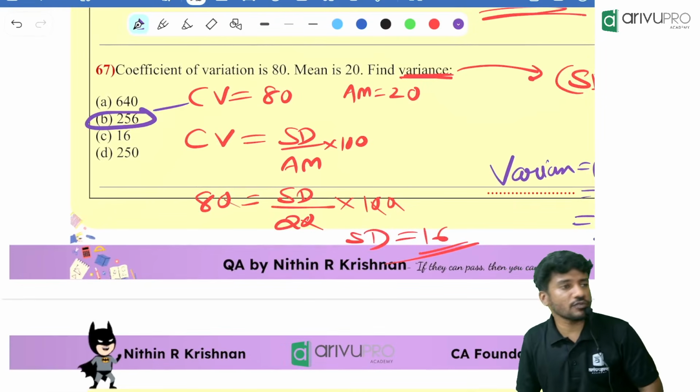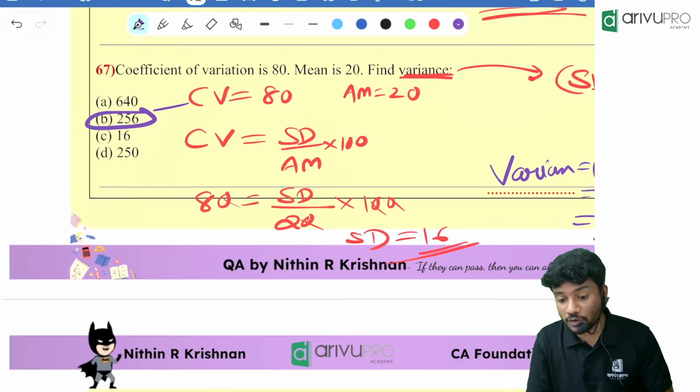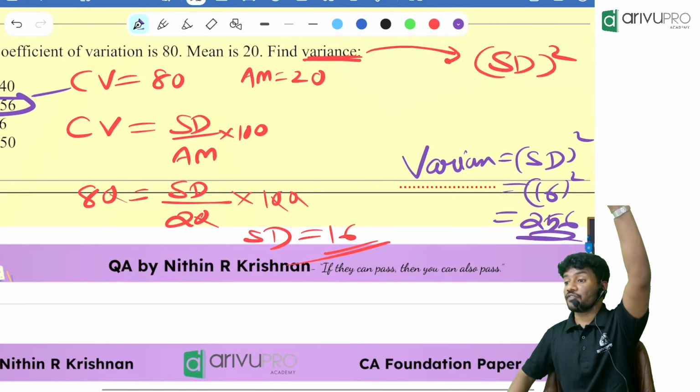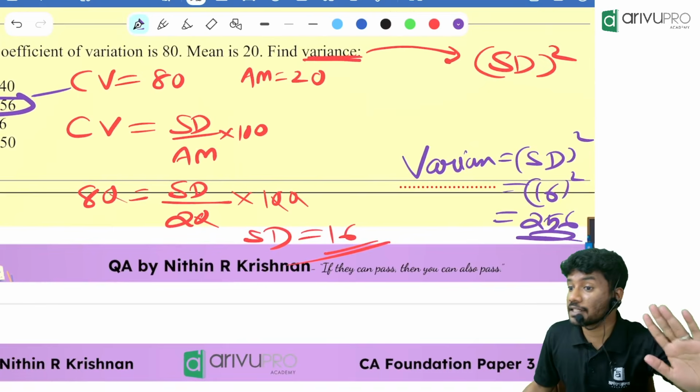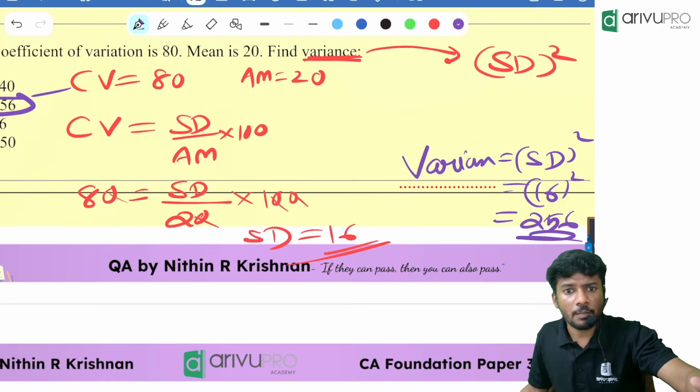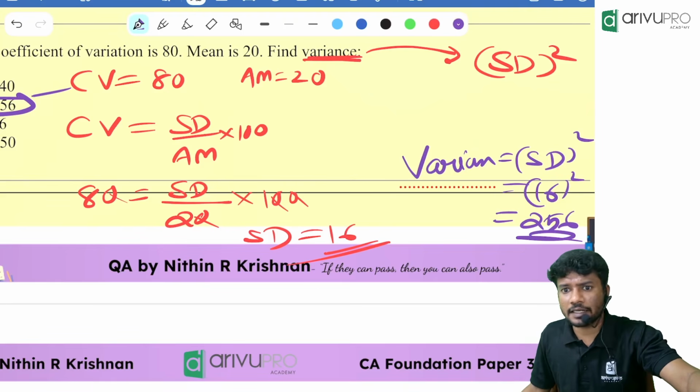Very direct question, very easy answer. They were not asking for standard deviation. They asked for variance. Variance is standard deviation square. Keep it in your mind. I hope everyone understood this. Any doubt? Very direct. All the things are direct.